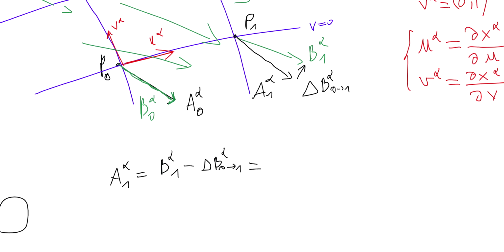You can say that A1 alpha is equal to B1 alpha minus the covariant derivative of the vector field B alpha at point V equals 0 in the U beta direction, and for length delta U. So here it's delta U multiplied by delta U to parallel transport all the way to this point B1.